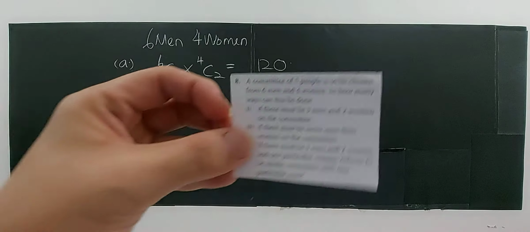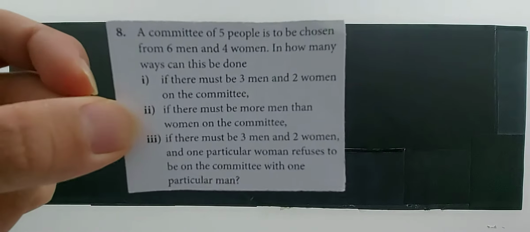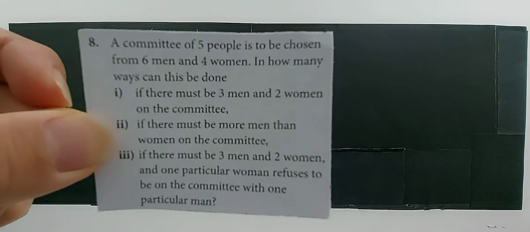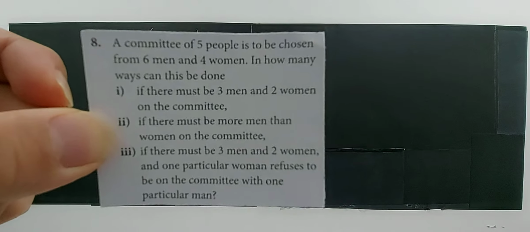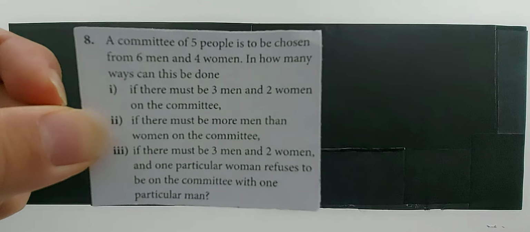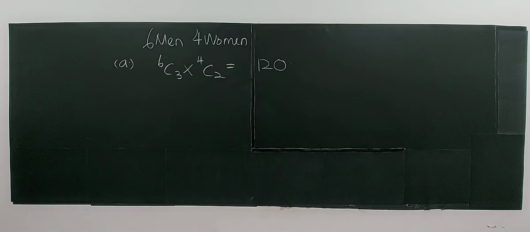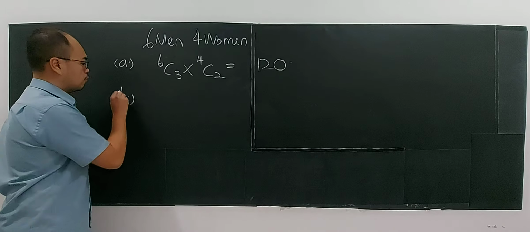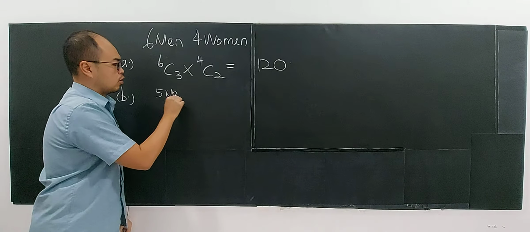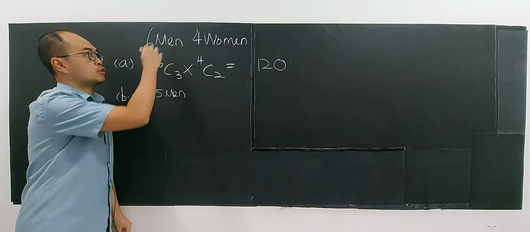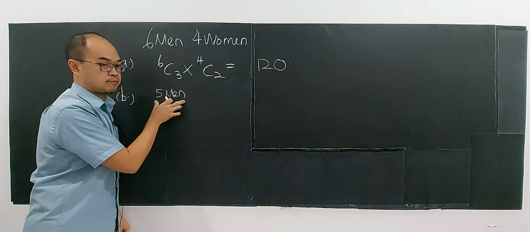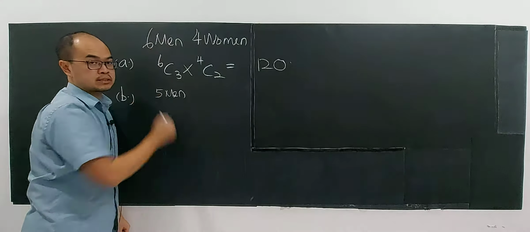Okay, let's look at part B, question 2. If there must be more men than women on the committee, you can pause the video, look at the question and try. So what do we mean by more men? More men means it can have 5 men, all men. You need to choose 5 persons in the committee, so it can be all 5 men, which is enough because you have 6 men.